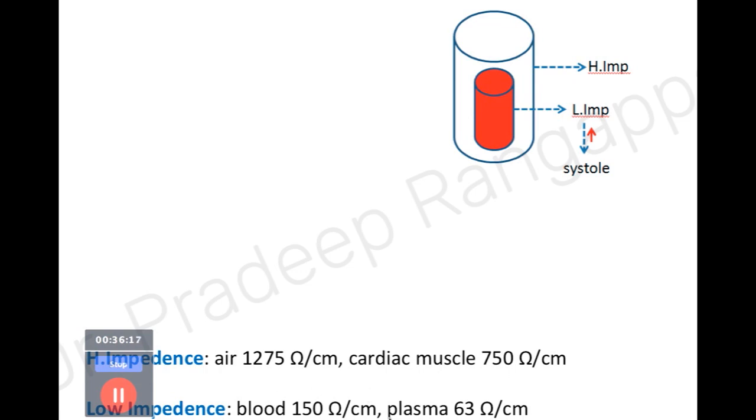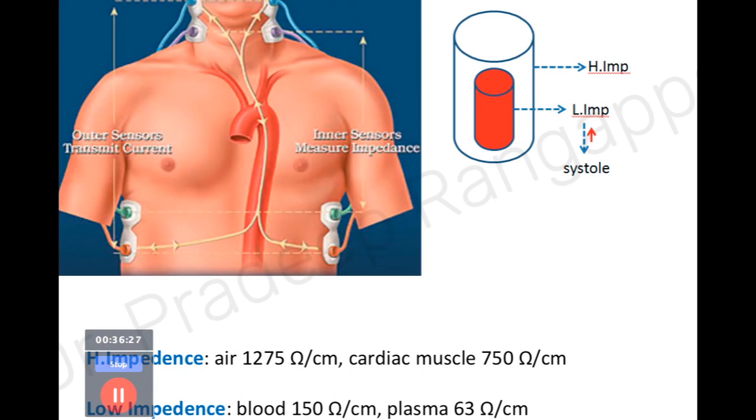Low impedance is blood and plasma. So by understanding this concept, you determine cardiac output based on the differential conduction of current. Okay, so here you keep electrodes. These are the positions you keep electrodes: on the lower chest on two sides, then in the neck.